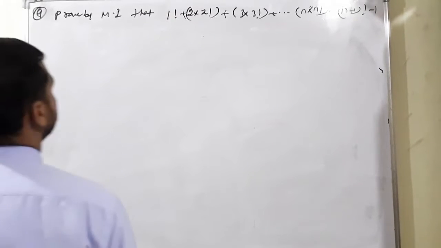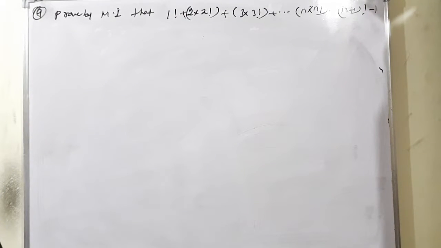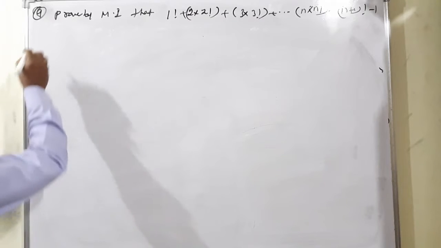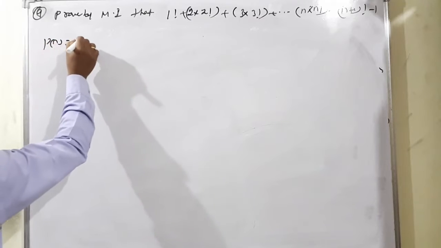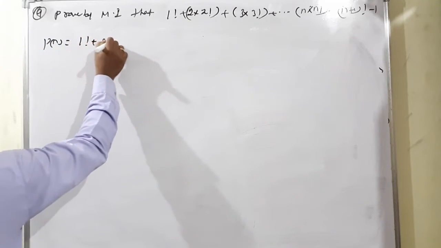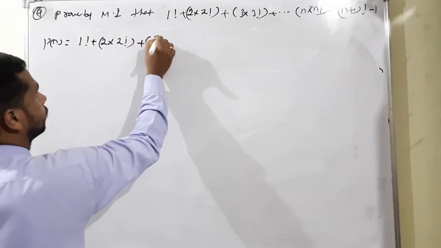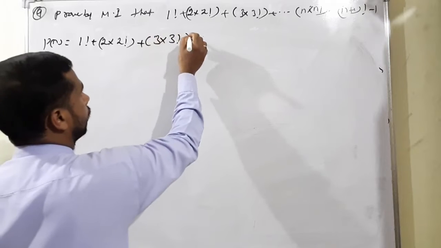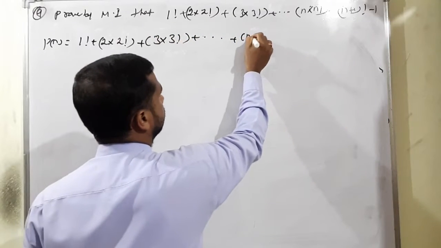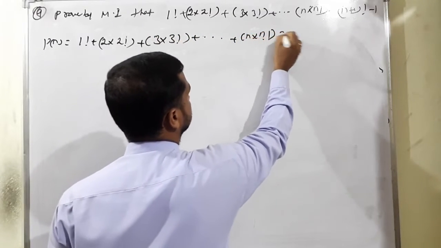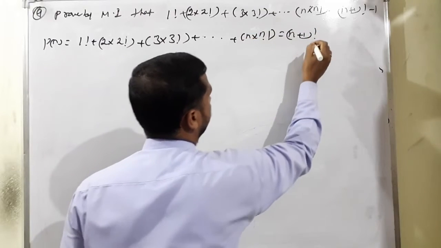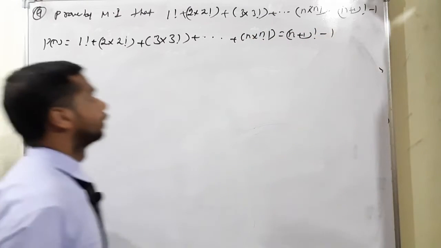Question number 9. Prove by mathematical induction that 1 factorial plus 2 into 2 factorial plus 3 into 3 factorial plus dot dot dot plus n into n factorial is equal to n plus 1 factorial minus 1. First consider P of n. What will happen? 1 factorial plus 2 into 2 factorial plus 3 into 3 factorial plus dot dot dot plus n into n factorial is equal to n plus 1 factorial minus 1.